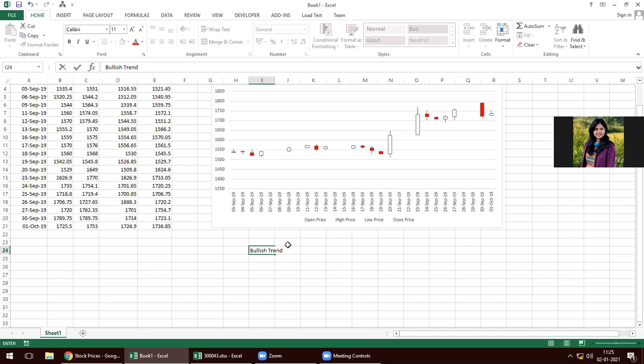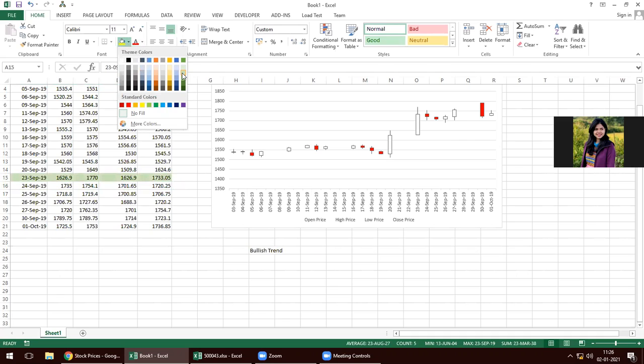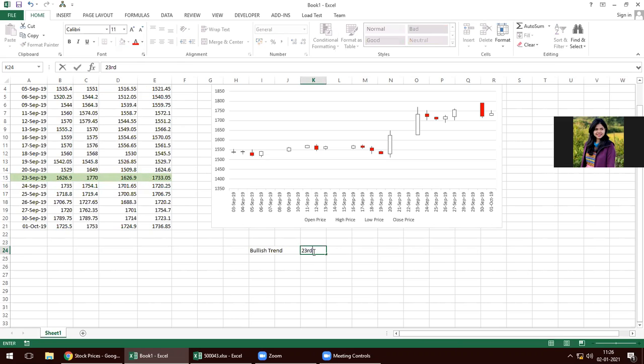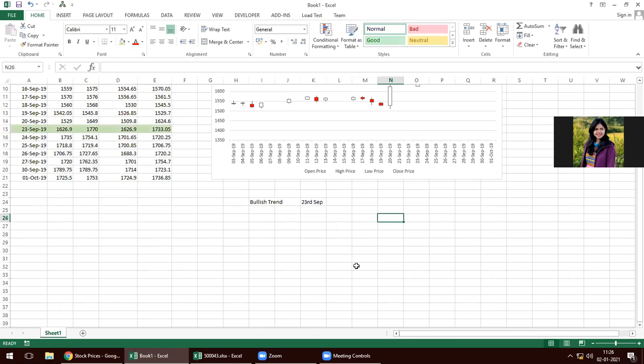When there is a bullish trend, you can mention the date. The bullish trend is on the particular date, 23rd September. By seeing that, we identified that there is a bullish trend. Green color. Okay. Bullish trend has been reported on 23rd September. I think you know the meaning of bullish trend. Likewise, the opposite, bearish trend.